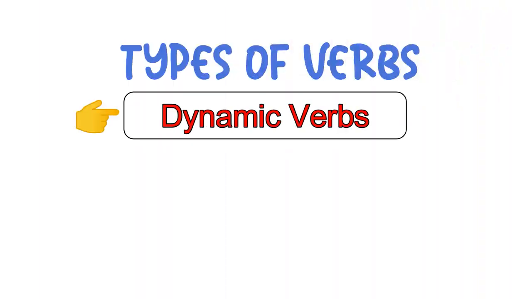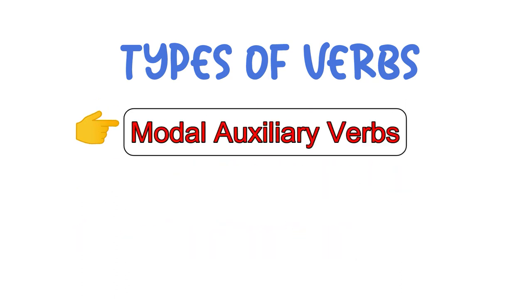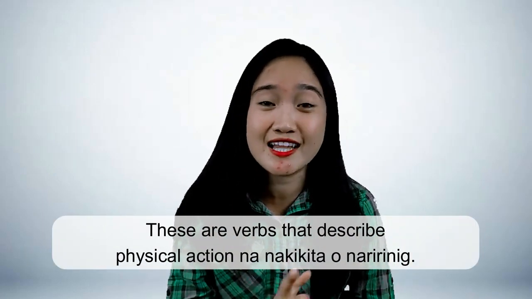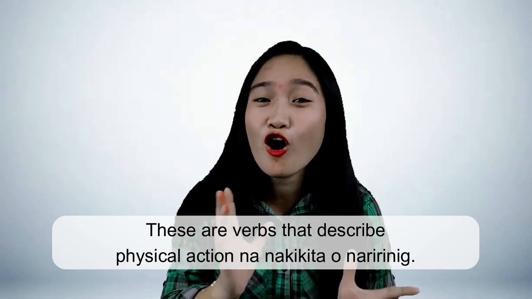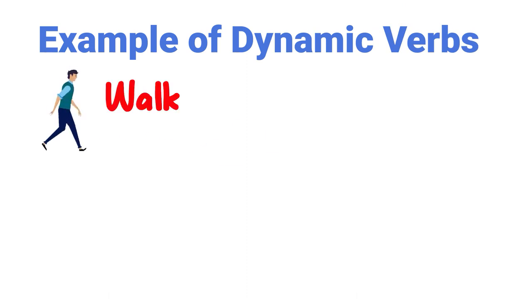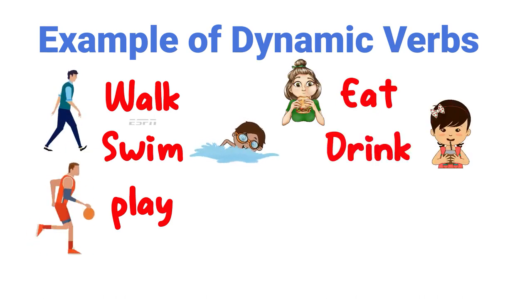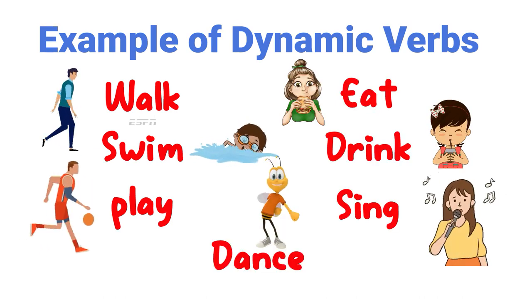So we have dynamic verbs, stative verbs, auxiliary verbs, modal auxiliary verbs, and last, we have phrasal verbs. So pag sinabi nating dynamic verbs, these are verbs that describe physical actions na nakikita o naririnig. The examples are walk, swim, play, eat, drink, sing, and dance.